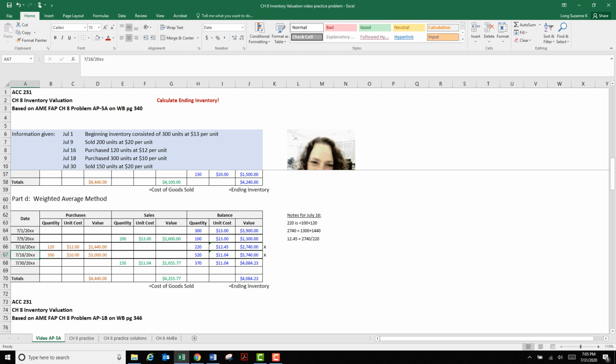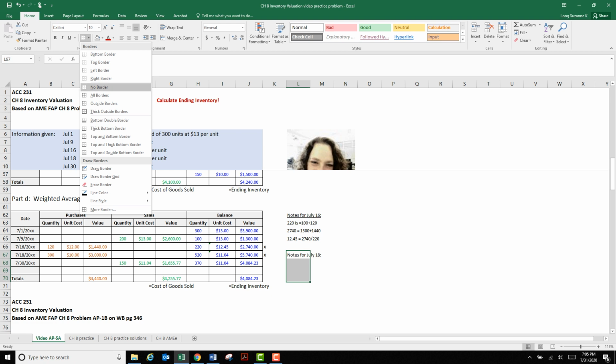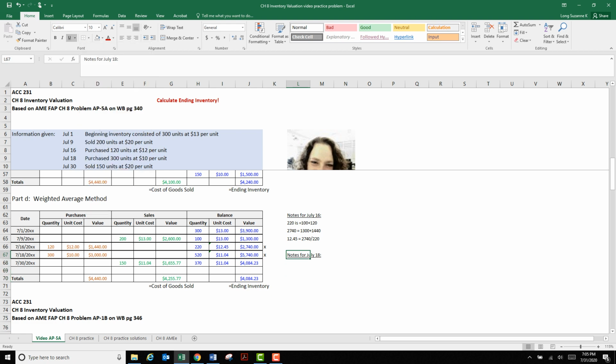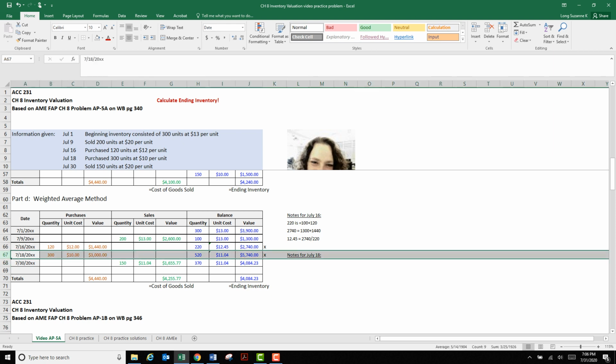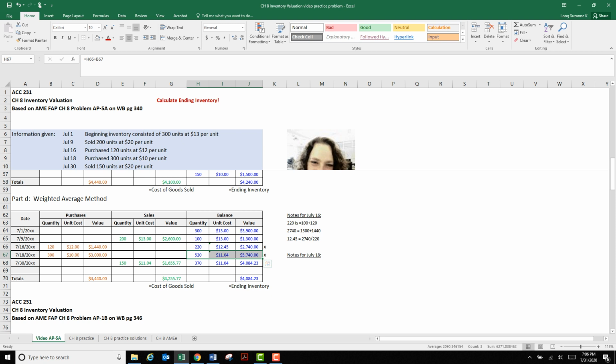Let's do the same thing for July 18th. Notes for July 18th. And I'm going to try and fix this up first. We want 10. We want no formatting. Let's underline that. Okay. So for July 18th, we're going back through, how did we get these numbers right here? So 520 was the 220 plus the 300. And how did we get 5,740? That was 2,740 before plus 3,000. So 5,740 is the 2,740 plus the 3,000.